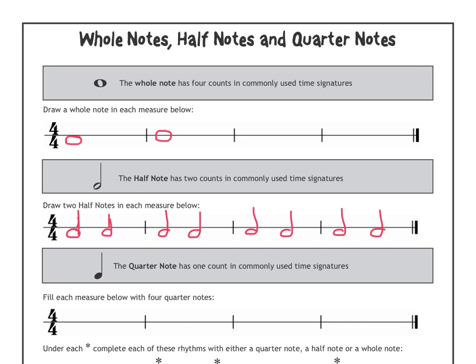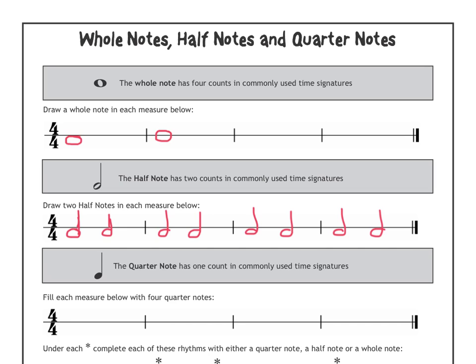Because they get 2 beats, they're going to go twice as fast. Have a listen. 2, 3, 4. Notice how they last 2 beats. 1, 2, 3, 4. 1, 2, 3, 4. So that's how half notes work.